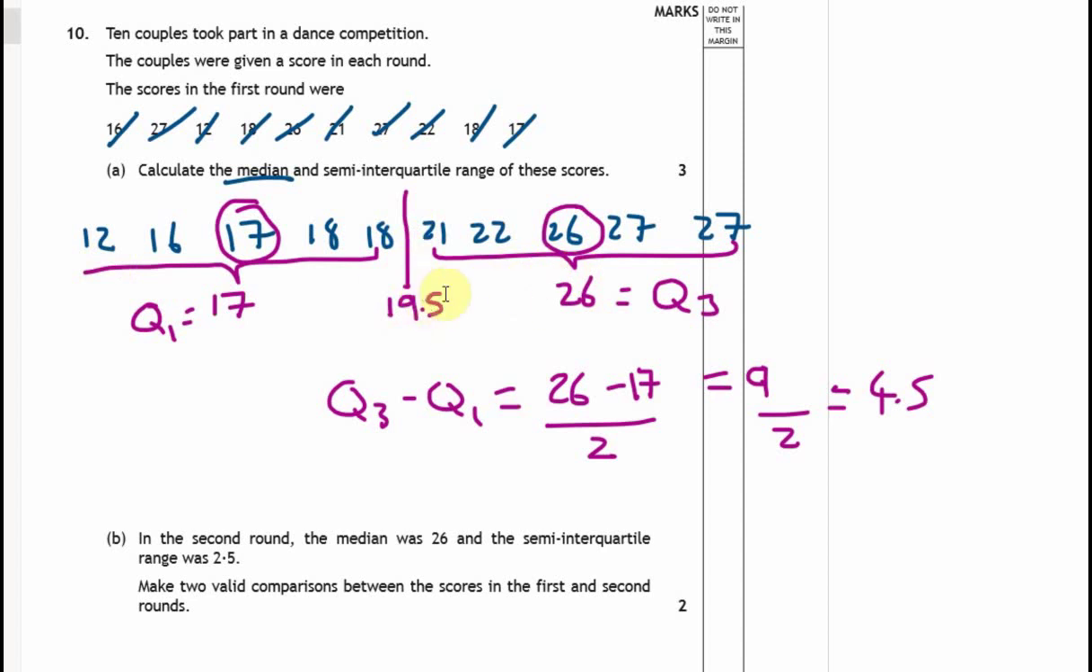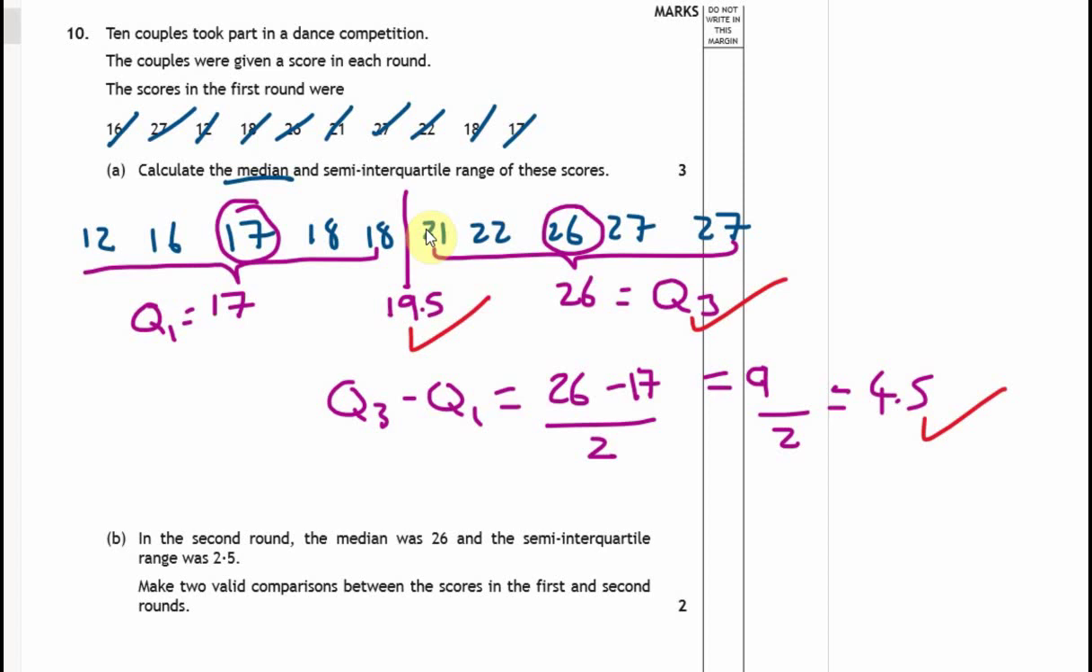So yeah, that should be all 3 points. And no surprises on the marking scheme. You're getting a point for your median. You're getting a point for your 2 quartiles. And then you're getting a point for working out your semi-interquartile range. There's not really a lot more they can ask you on that. Sometimes they ask you to draw it out.